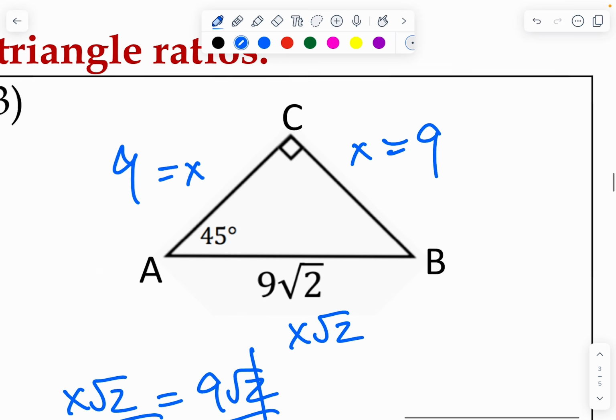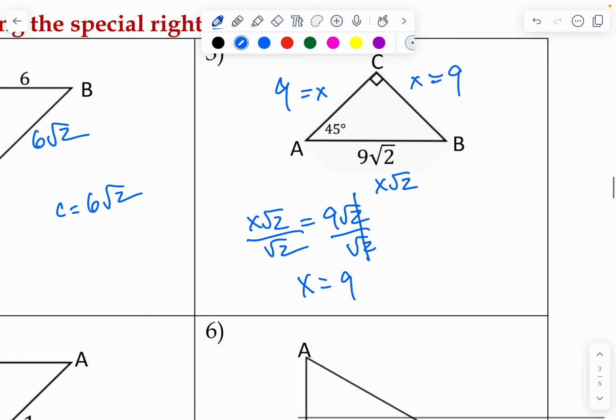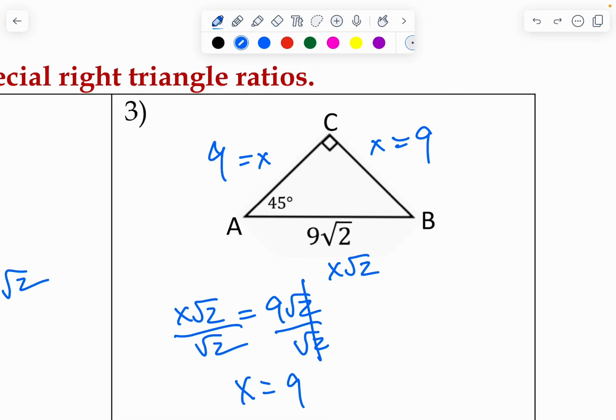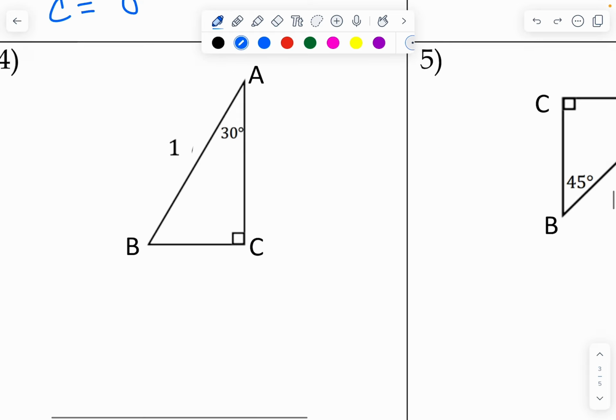Hopefully you have practiced enough. When I see this, I did not need all of this for myself. I just did it for you. I look at this and like, oh, the hypotenuse 9 root 2, these two legs are both 9. Hopefully you get that fast also.